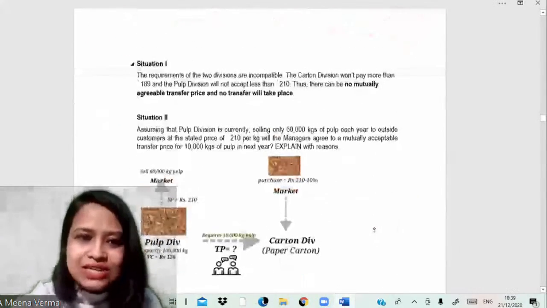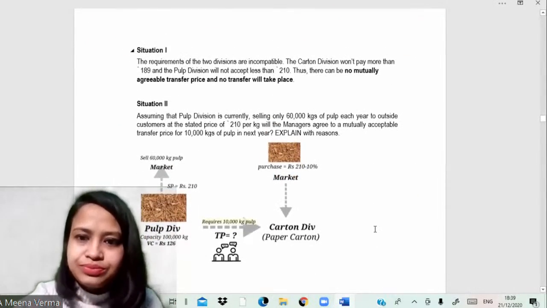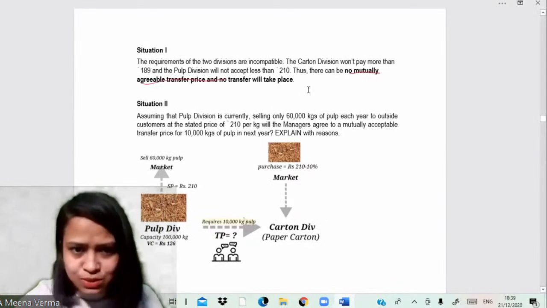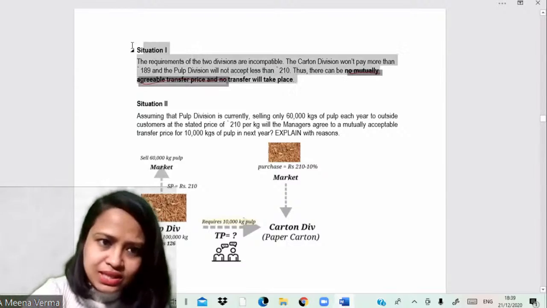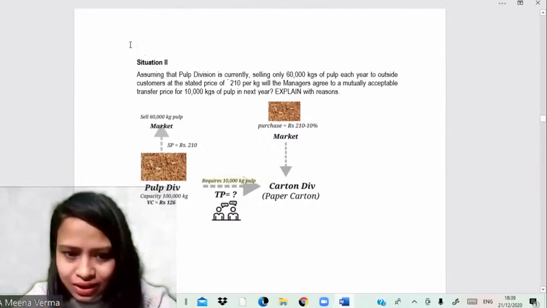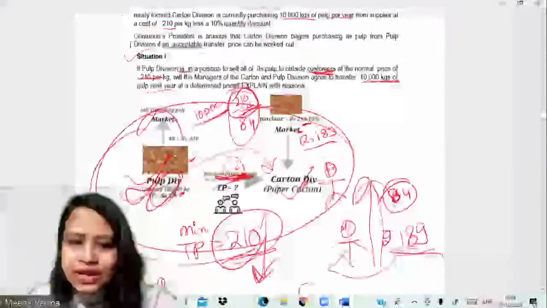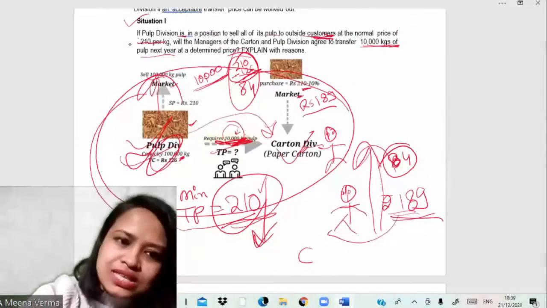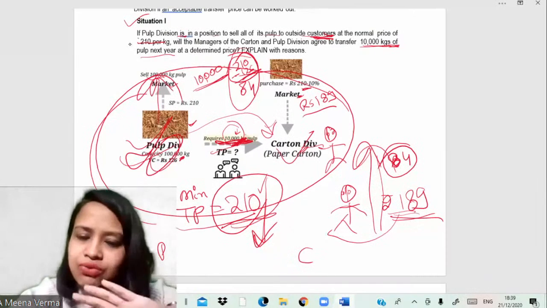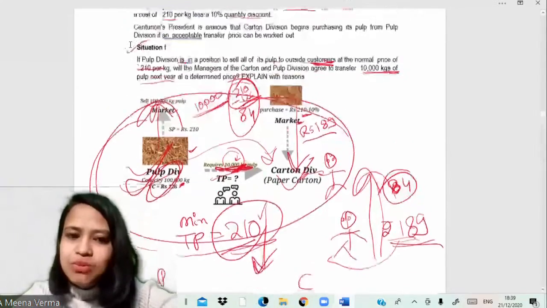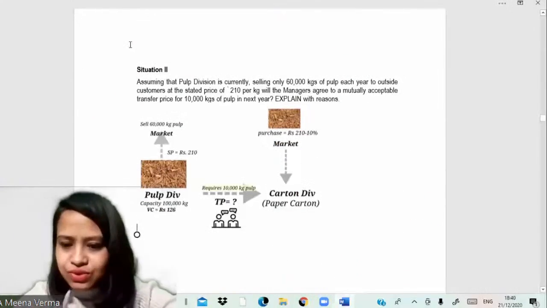Okay, now let us consider the second situation. No mutually agreeable transfer price will take place between them. No transfer will take place. Both of them will not agree, and obviously it is not a good situation. What is good for the organization? For pulp division, sell the entire product to the outside market. For carton division, buy the product from the external market. In this way, the profitability of the entire organization will improve.